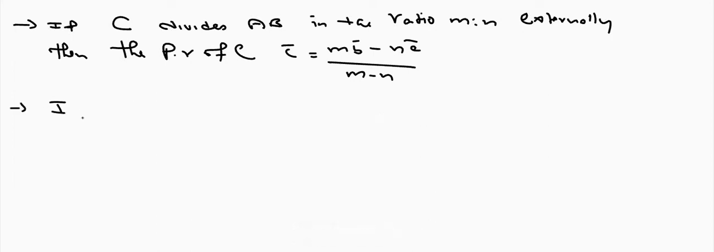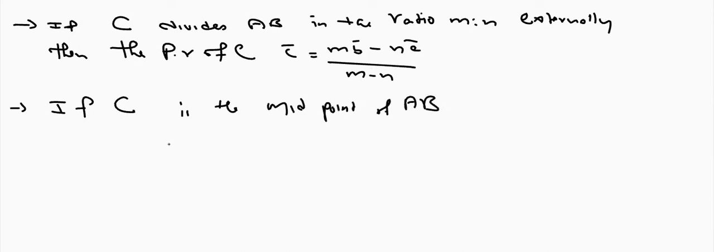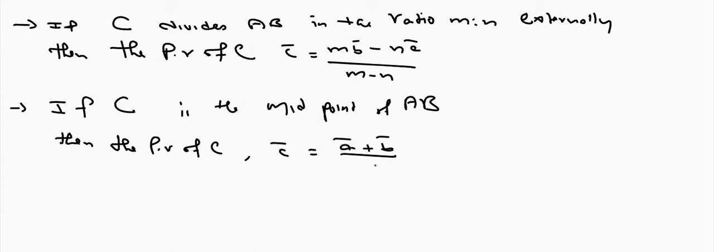And if C is the midpoint of AB, then the position vector of C is C vector equals (A vector plus B vector) by 2.